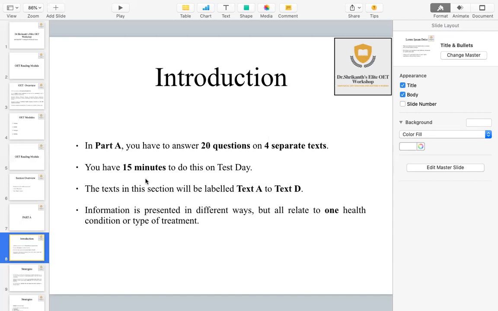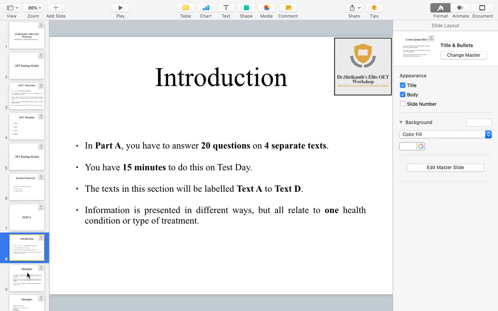Even when you're practicing your OET reading at home, before your actual test day, you must always have a timer with you and try to finish those 20 questions within the stipulated 15 minutes. The information is presented in different ways in all the separate texts, and all relate to one specific health condition or one specific type of treatment. This is how the four texts will be written in your OET question booklet.